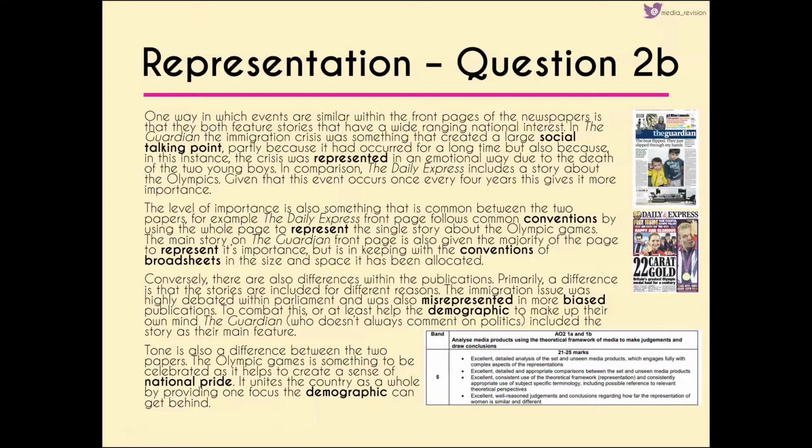Primarily, a difference is that the stories are included for different reasons. The immigration issue was highly debated with Parliament and was also misrepresented in more biased publications. To combat this, or at least help the demographic make up their own mind, The Guardian, who don't always comment on politics, included the story as a main feature. Tone is also a difference between the two papers. The Olympic Games is something to be celebrated as it helps to create a sense of national pride. It unites the country as a whole by providing one focus the demographic can get behind.